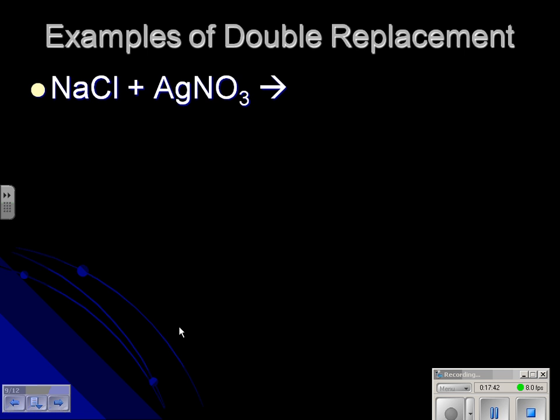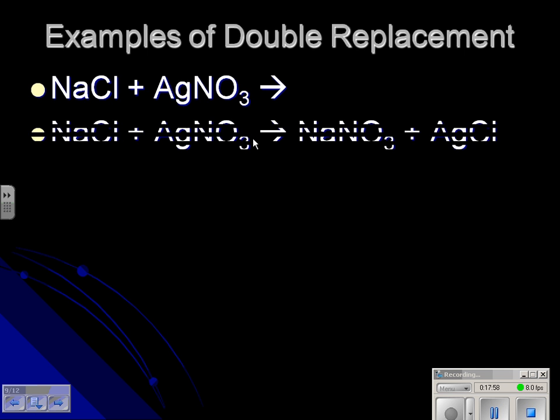Now some examples. Sodium chloride and silver nitrate, both compounds. What's going to happen here is this sodium and this silver are going to swap partners. So silver is going to go with chlorine. Silver has a +1, chlorine has a -1. And sodium's going to go with nitrate. Sodium has a +1, nitrate has a -1. So when we crisscross, we're going to get NaNO3 and AgCl.